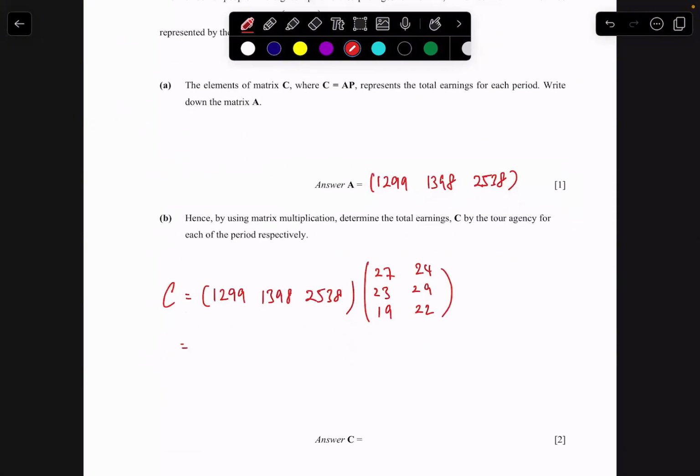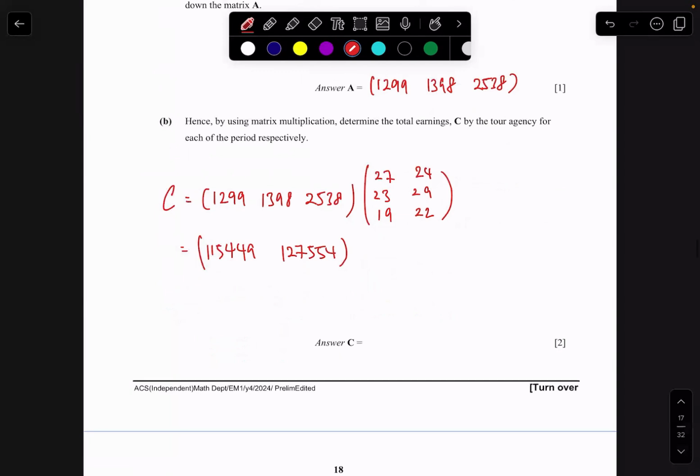So matrix multiplication, row times column. So 1299 times 27, 1398 times 23, 2538 times 19, and so on and so forth, we'll get 115,449 and the other one would be 127,554. So that's the answer.